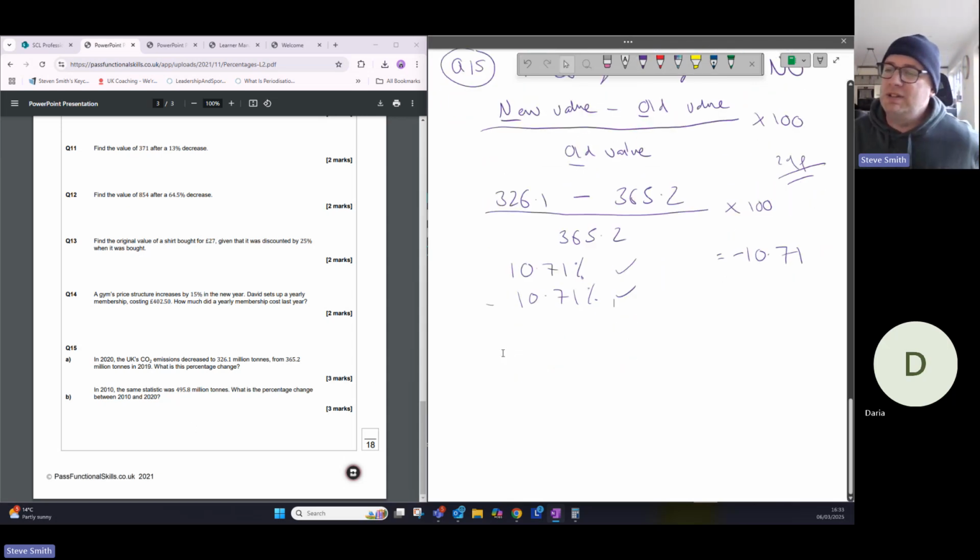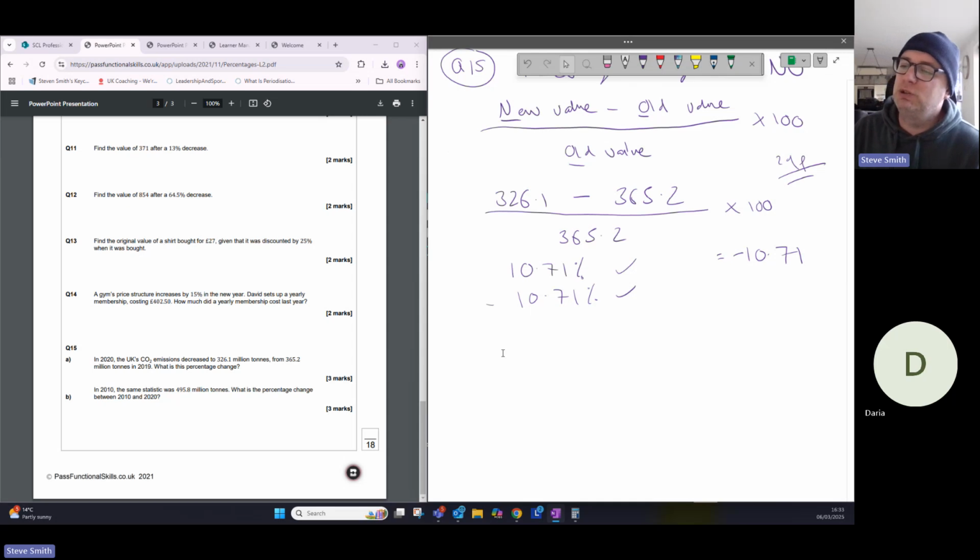And let's look at the next one. In 2010, the same statistic was 495.8 million tons. What is the percentage change between the two? So it's exactly the same. We've got the old value, which is 49... Right, well, what have we got here? It's not the old value, is it? It's the new value. This is still the new value because we're talking historical figures now. 495.8 divided by 495.8 times 100.